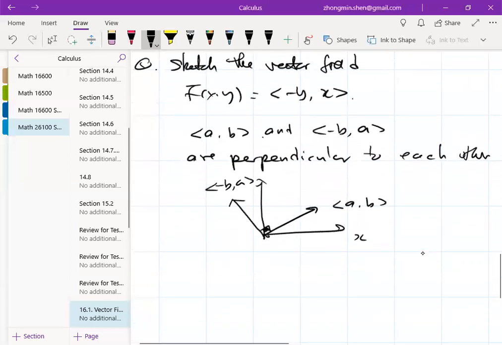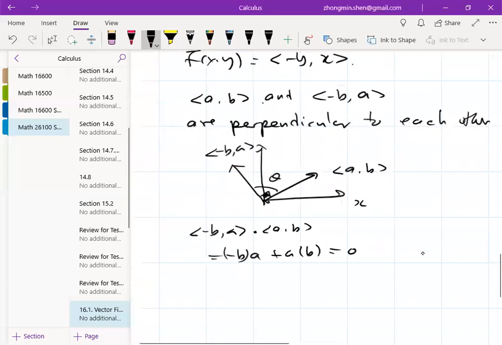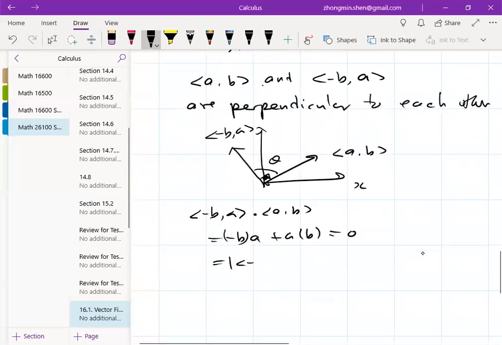So those two vectors are perpendicular because the inner product is going to be 0. Remember, if theta is the angle between them, the inner product is negative b times a plus a times b, which is 0. But this is also equal to the length of the first vector times the length of the second vector times cosine theta. So cosine theta is 0, which implies theta is 90 degrees.